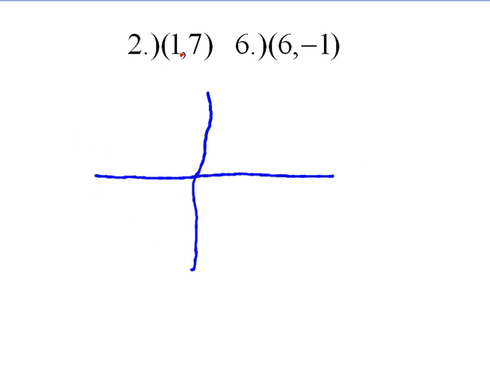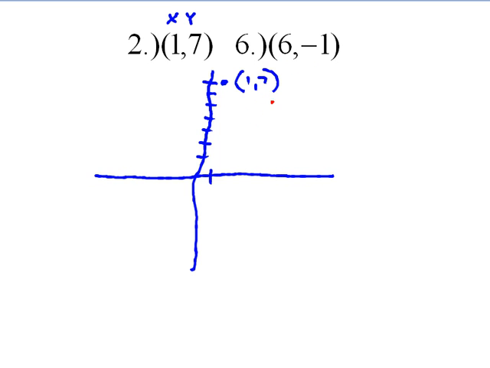Okay, first number is 1, 7. Remember, this was the x and this was the y. So we go 1 to the right, it's a positive 1. And it's a positive 7, that's the y. 1, 2, 3, 4, 5, 6, 7. So our point is right there. That's 1, 7.